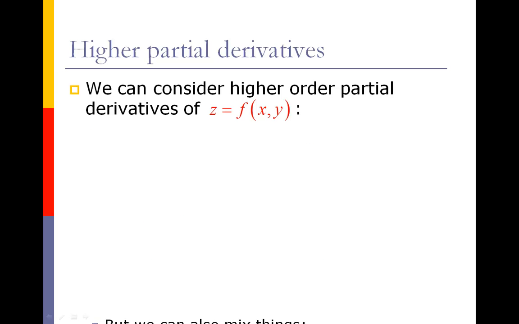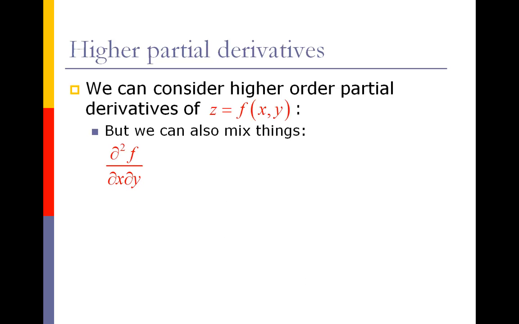But what is new is that we can also mix things up. What do I mean by that? Well, what I can do is consider the second derivative of a two-variable function with respect once to x and once to y. So it'll be the second derivative of f with respect to x and y.